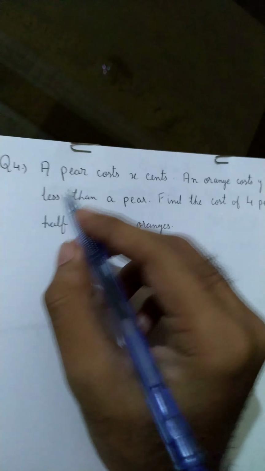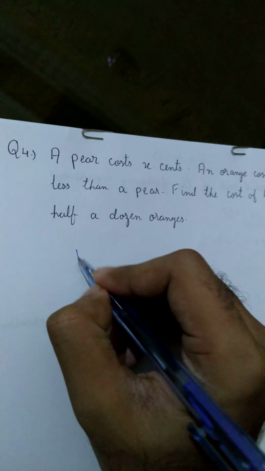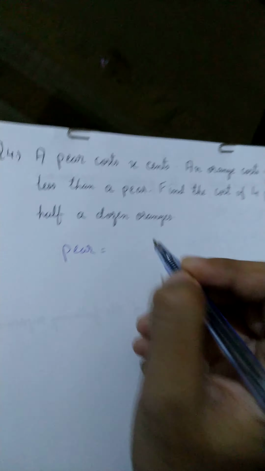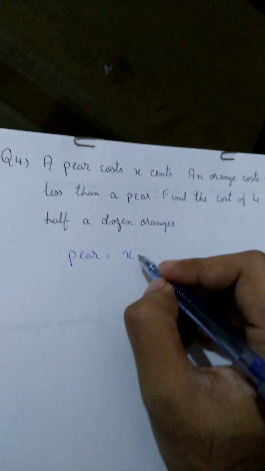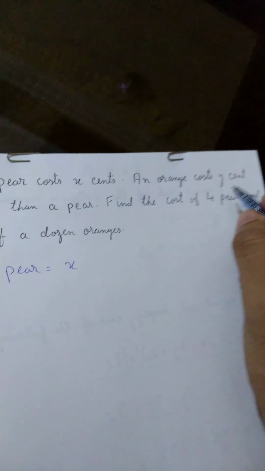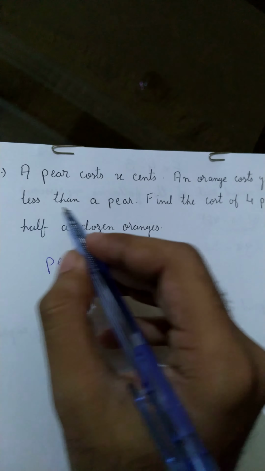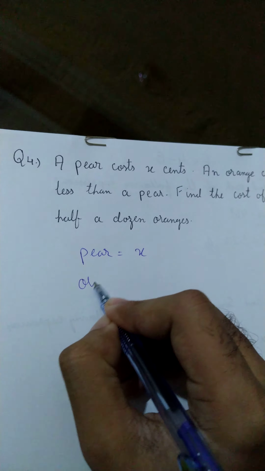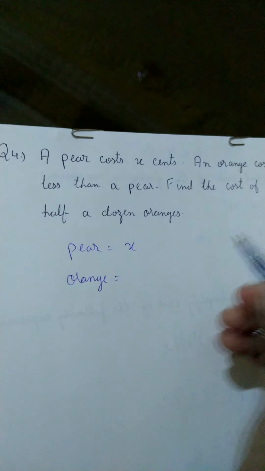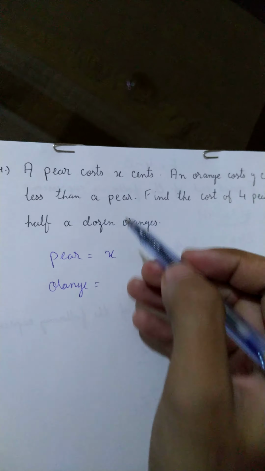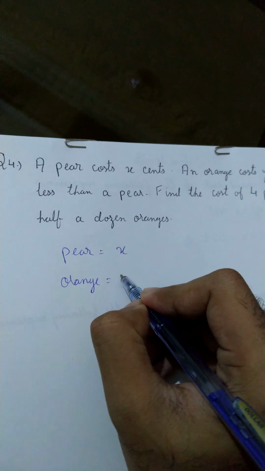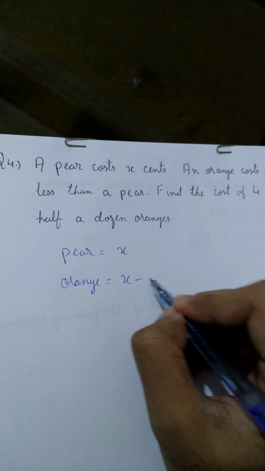So it's a very easy question. First, let us make the data. First, understand the question. A pear costs x cents. So I'm writing the price of pear here. Pear equals x cents. An orange costs y cents less than a pear. So orange would be y cents less than the pear. So I know the price of pear is x. So less than pear would be x minus y.